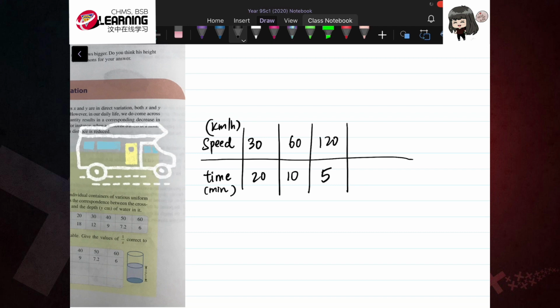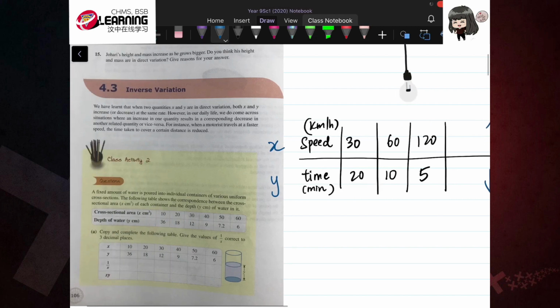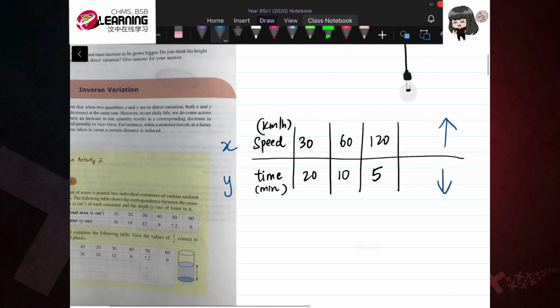Right, so you can see that it's different from direct variation. Direct variation has both x and y increasing, right? So let's say your speed here is x and your time here is y. So we can see that when our speed increases, our time decreases, right? So this is what we call inverse variation.